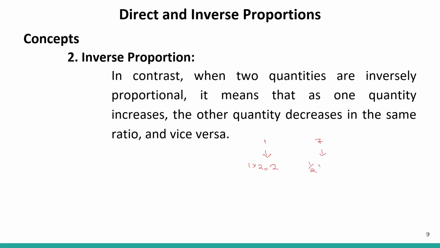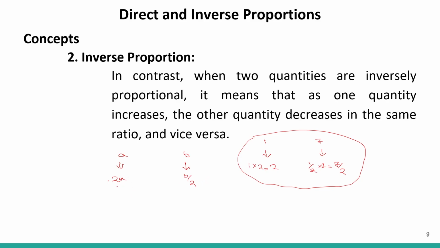So 1 by 2 is multiplied with 7 to give 7 by 2. If this kind of ratio or relationship is followed, then it is called inverse proportion. If you have abstract numbers a and b, and a is inversely proportional to b, then if a becomes double, that is 2a, then b becomes b by 2.